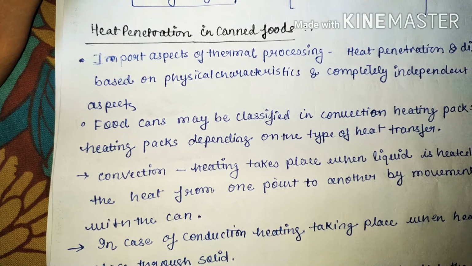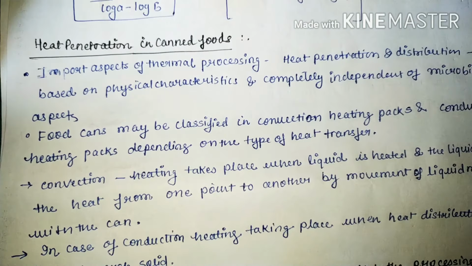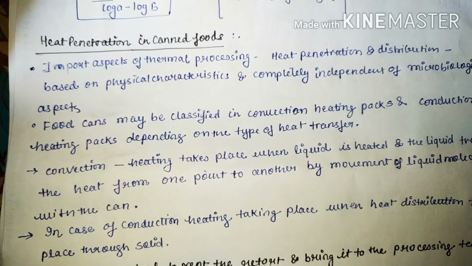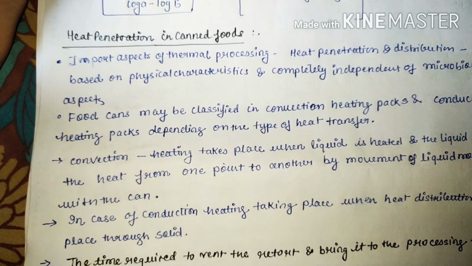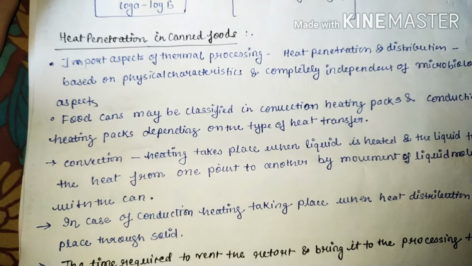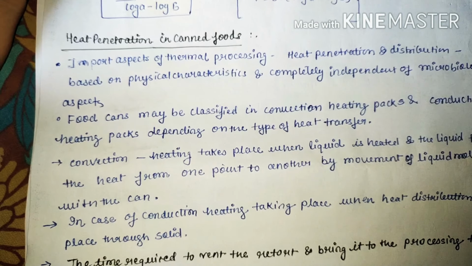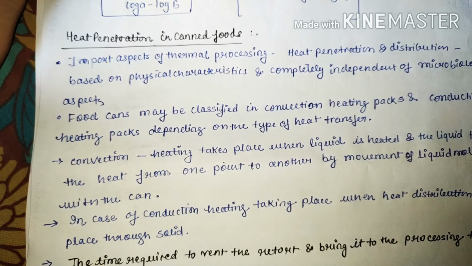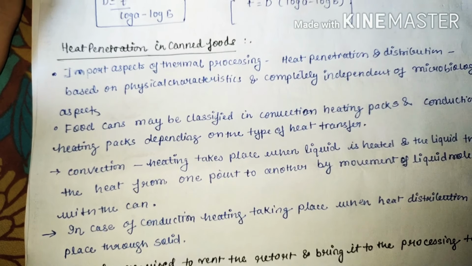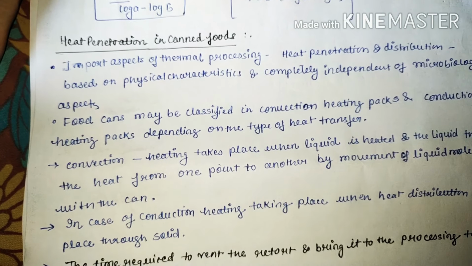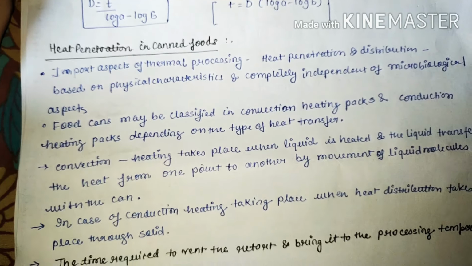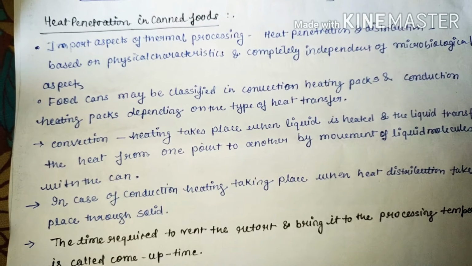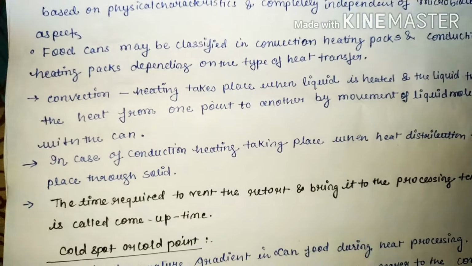Now, heat penetration in canned food. The important aspects of thermal processing depend on heat penetration and the distribution process, and this actually is based on the physical characteristics and is completely independent of microbiological aspects. So physical characteristics are mainly important for the heat penetration.